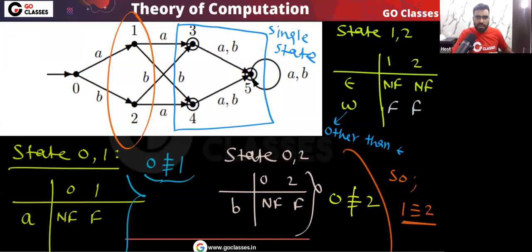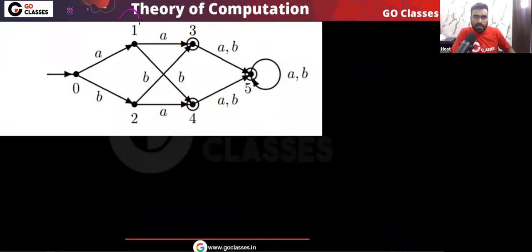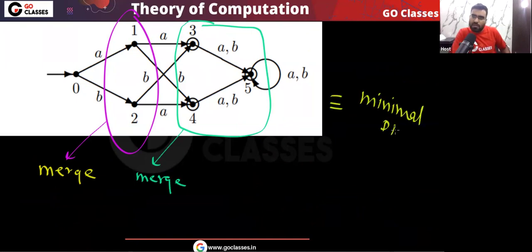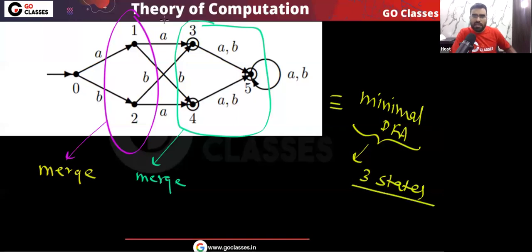Okay. So finally, what is the answer? Remember, these two I can merge. The answer will be like this. These two I can merge, and these three I can merge. In the minimal DFA, how many states? The minimal DFA will have 3 states. There will be 3 states in the minimal DFA.